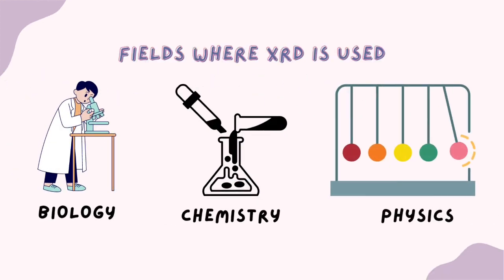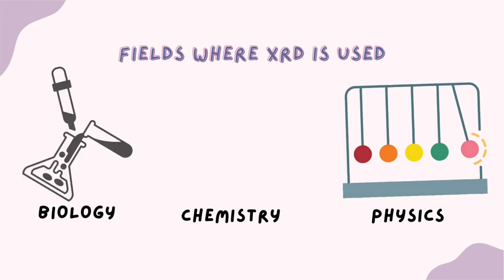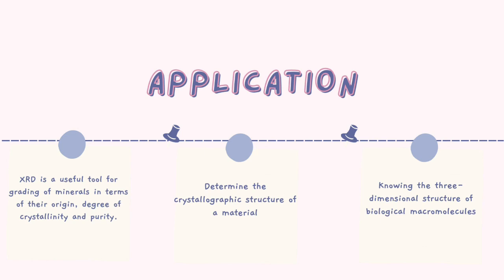Physics, chemistry, biology, geology, mineralogy, and metallography are some fields where XRD is used. For application, in the field of mineralogy, XRD is a useful tool for grading minerals in terms of their origin, degree of crystallinity and purity. Such details are essential for jewelry makers to manufacture items with features in demand in the consumer market.